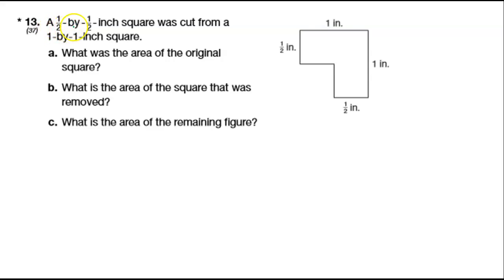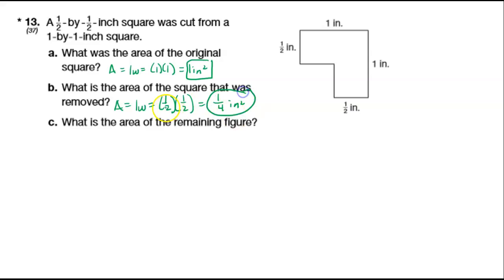Okay, a half by half inch square was cut from a 1 inch by 1 inch square. What was the original area of the square? The original square was 1 inch by 1 inch, so 1 times 1, which is 1 inch squared. What is the area of the square that was removed? Well, the area of the square that was removed is 1/2 times 1/2, which is equal to 1/4 inch squared. Because we multiply across the top, multiply across the bottom.